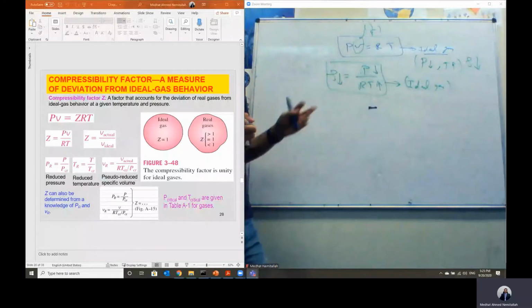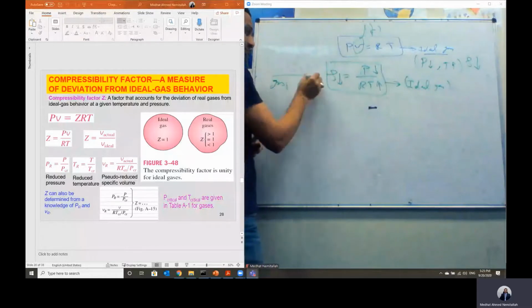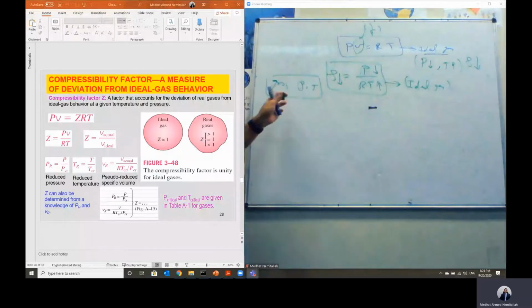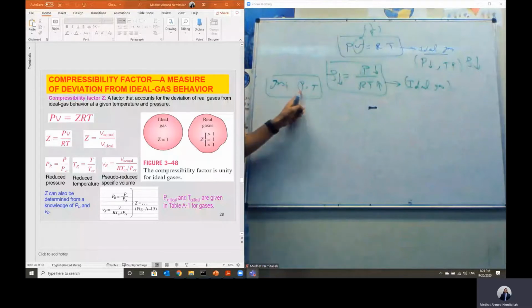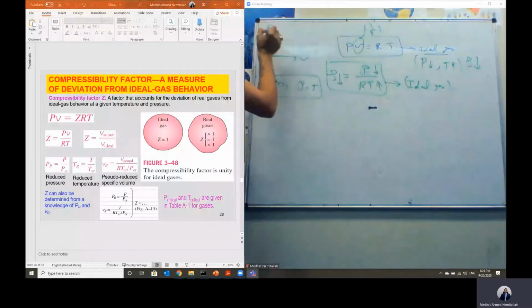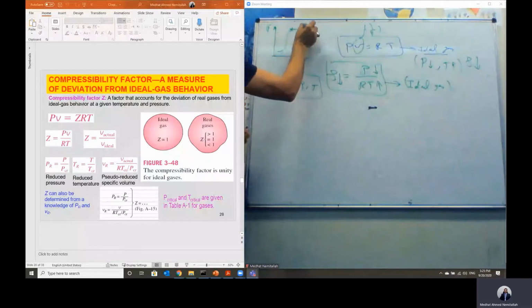But the case is not yet clear: how can we define a gas? Let's say we have a gas existing at pressure P and temperature T. How can we define this gas as an ideal gas or a real gas? We can say ideal gas or real gas with respect to the critical condition. We defined the saturation curve on the PV and TV diagrams, and the top point is the critical point, at which the pressure is P critical and the temperature is T critical.